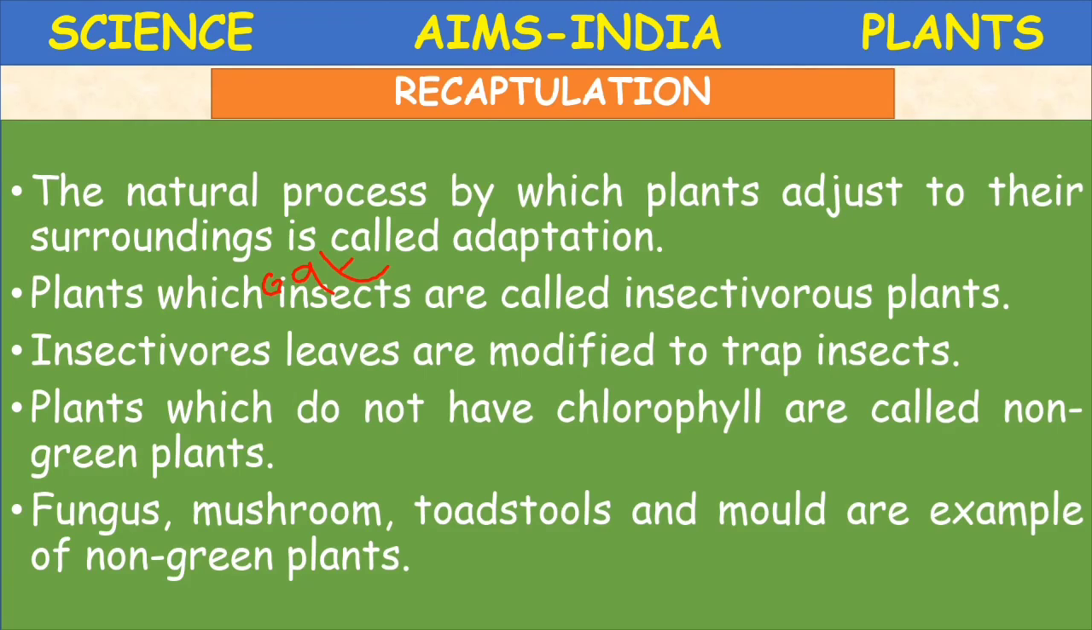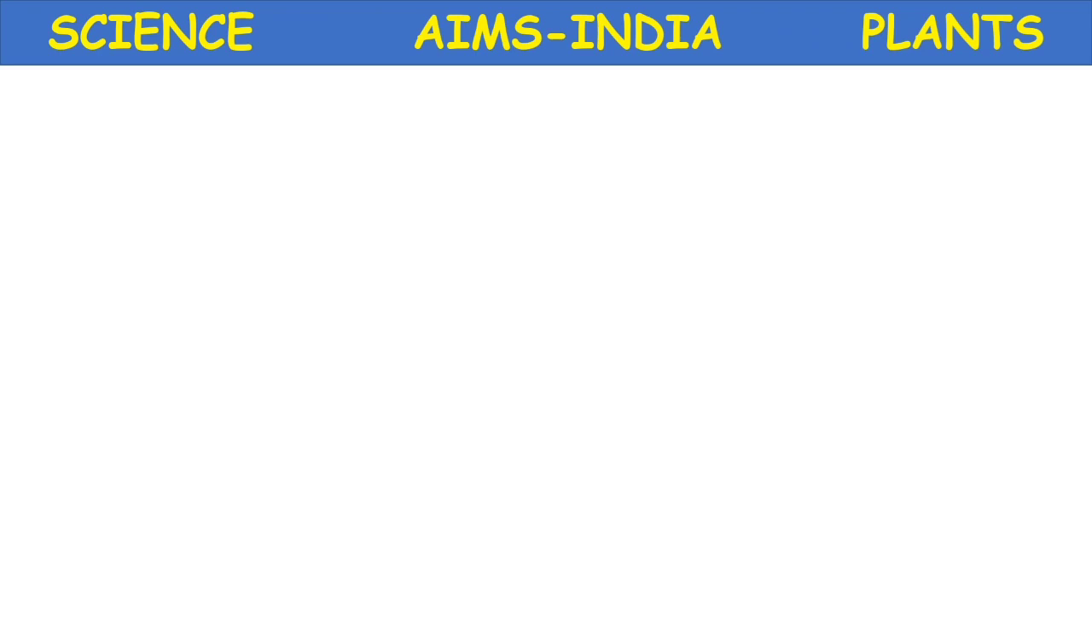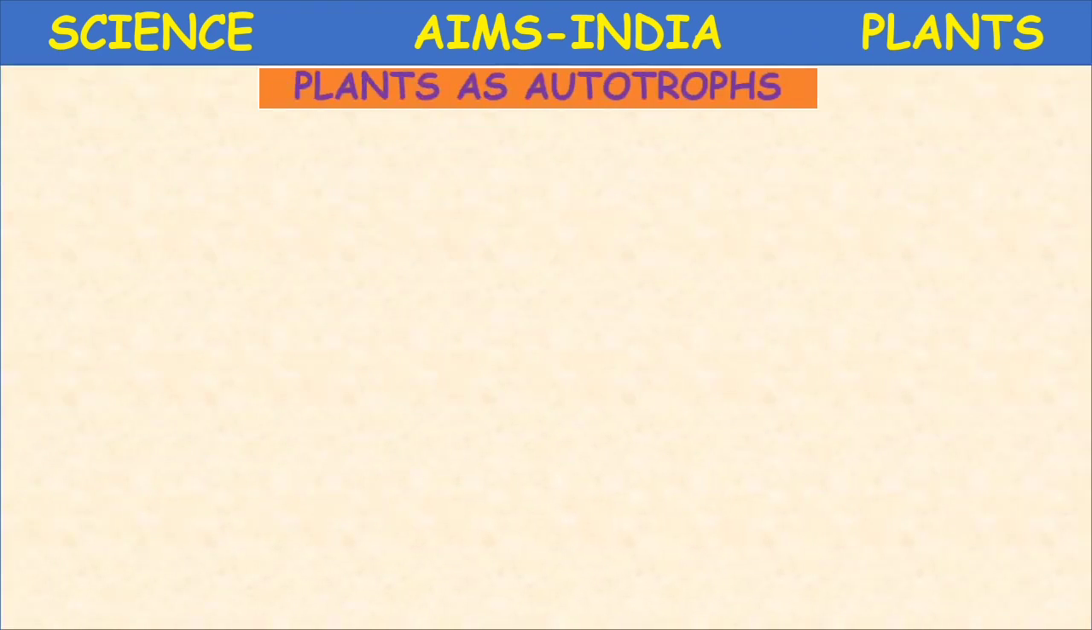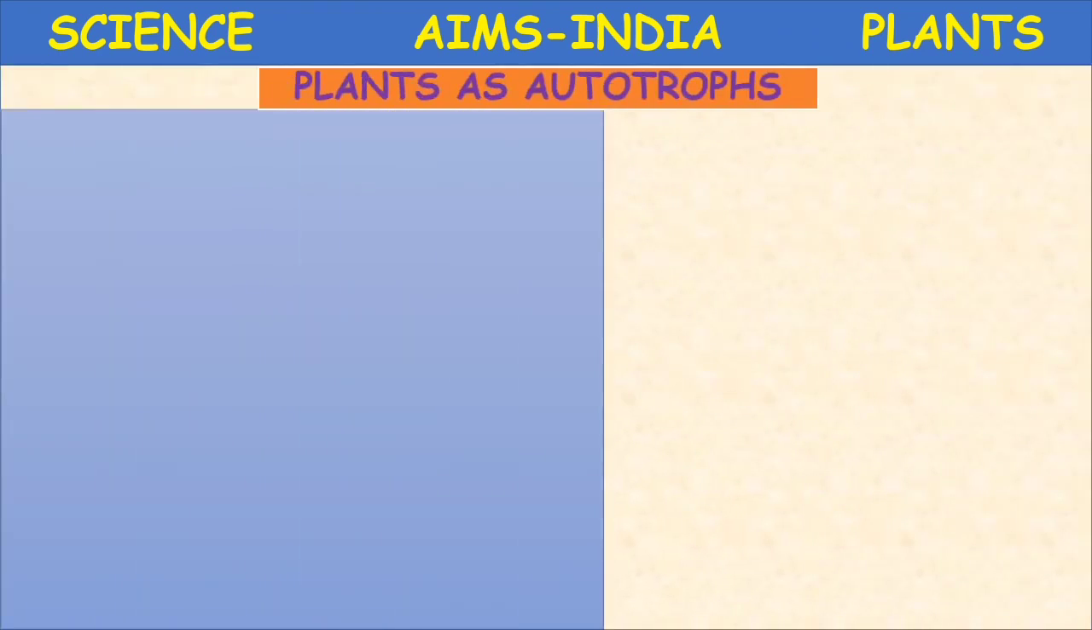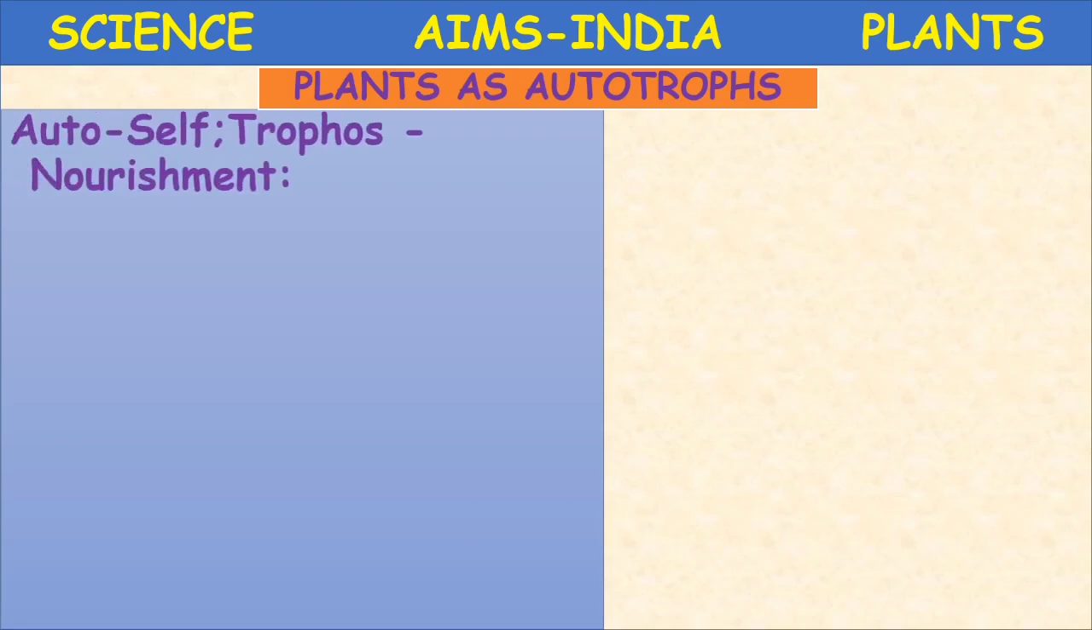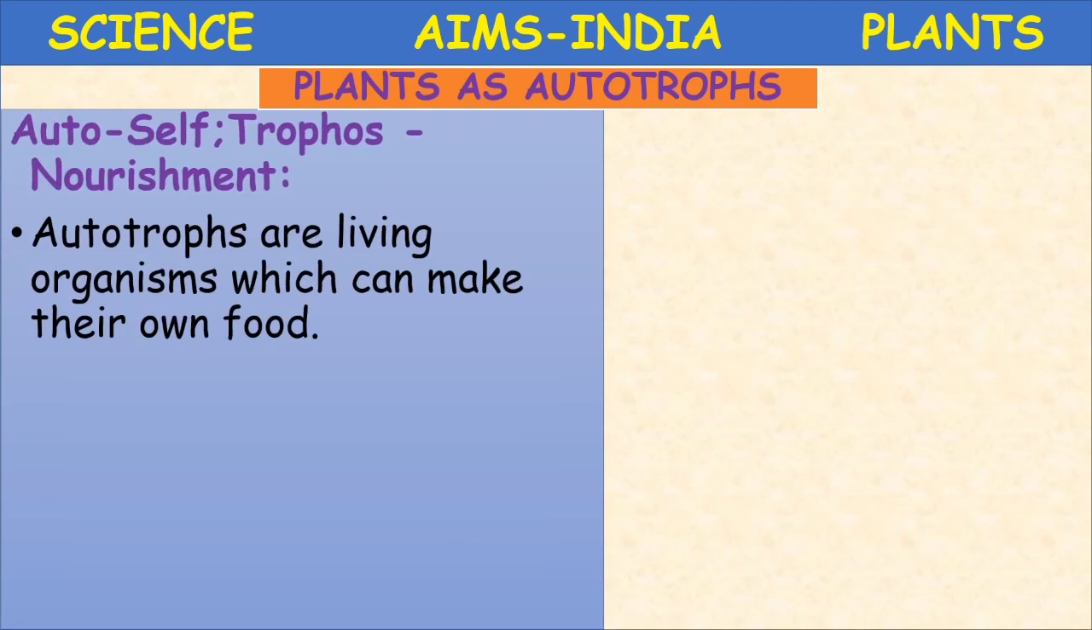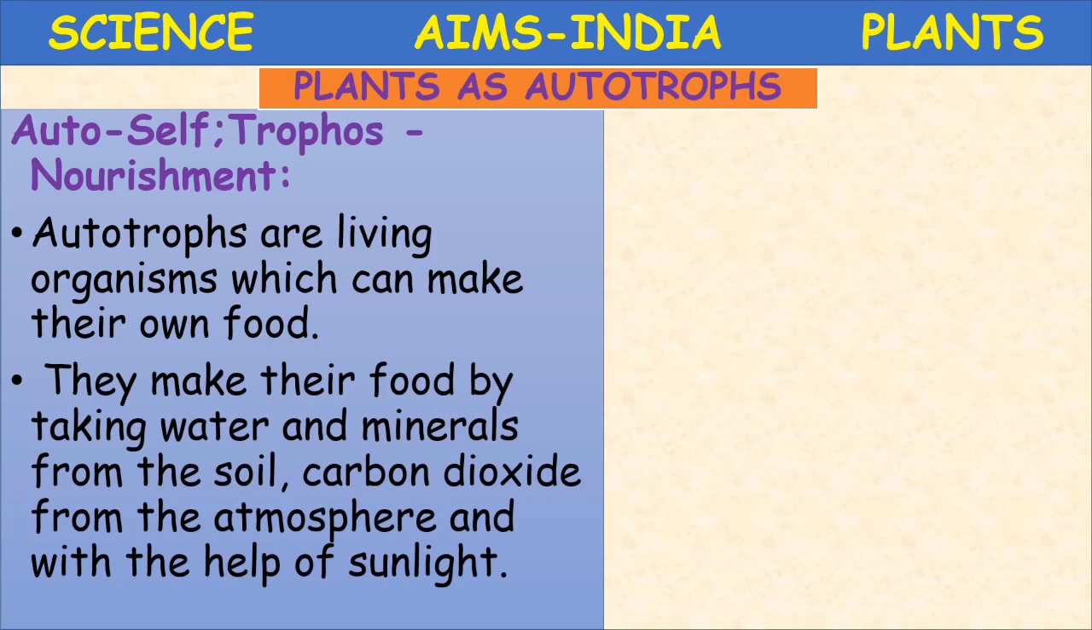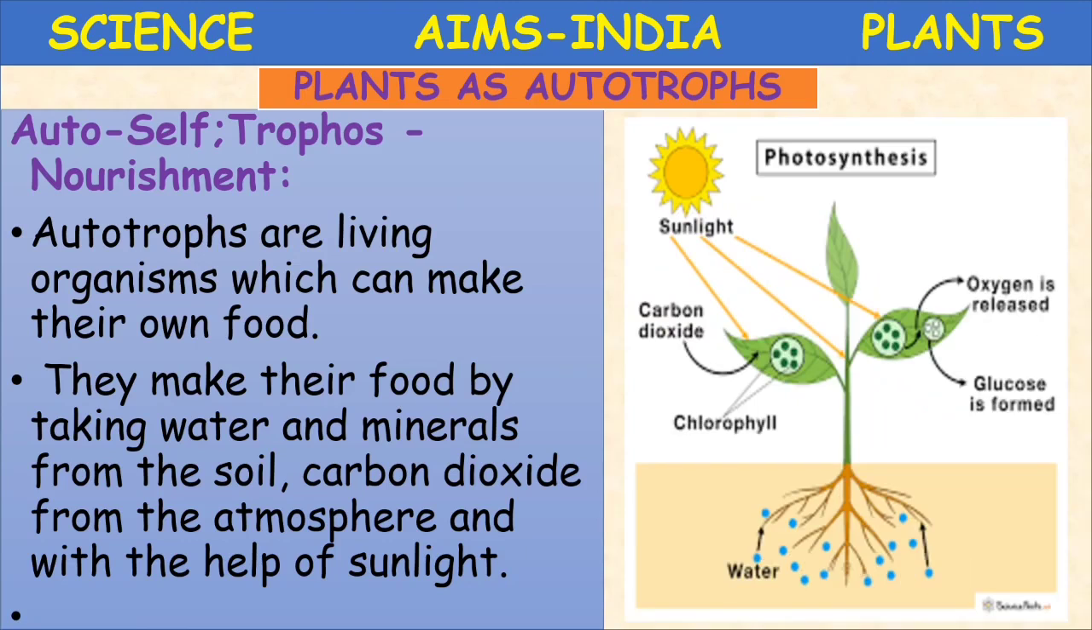So today we are going to continue with some more things about plants. Plants as autotrophs. In the beginning we learnt, autotrophs means what, children? They make their own food. Autotrophs are nothing but self-making food. Autotrophs are living organisms which can make their own food.